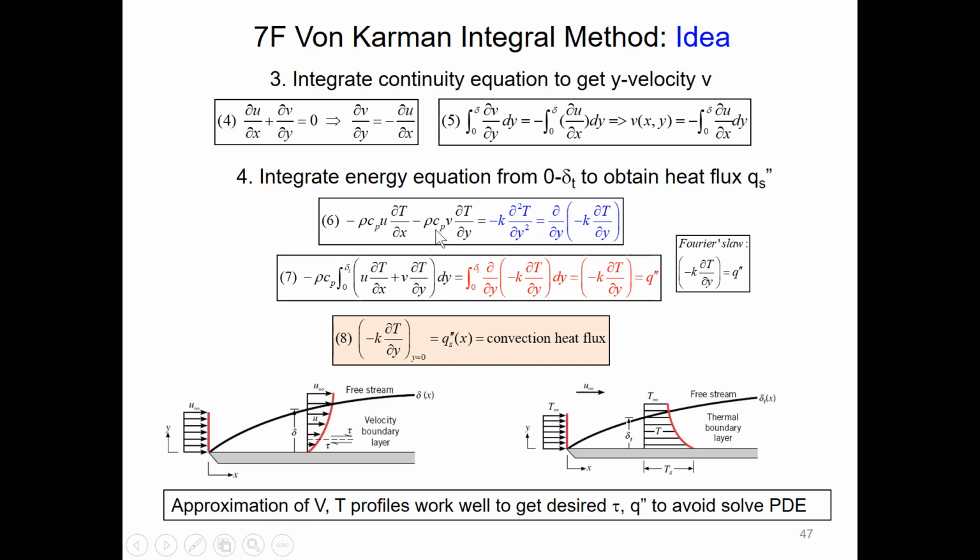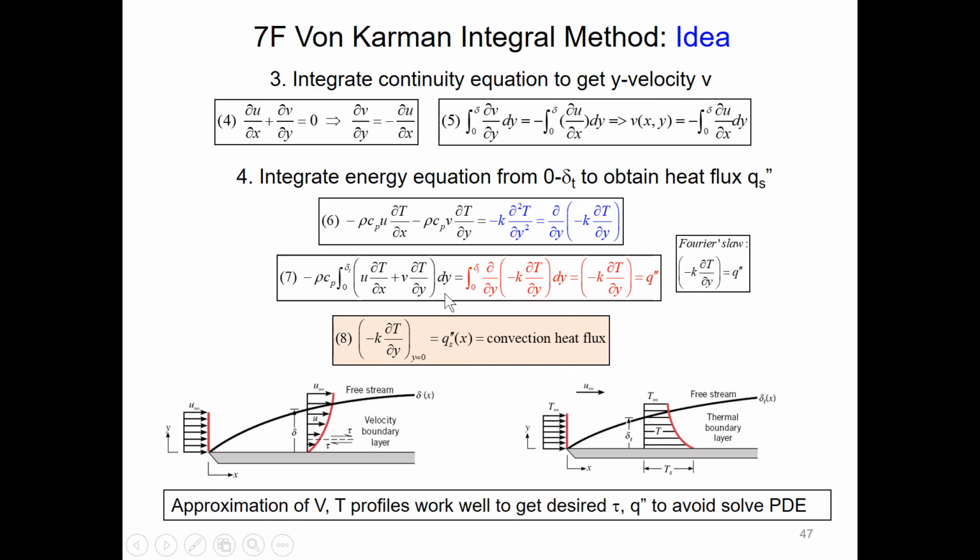This equation is our energy equation. We break the second derivative into two first derivatives. Next, we do the integration on the left hand side and the right hand side. Then, by comparing with the Fourier law, this term is replaced by the heat flux, and eventually we will get the convection heat flux because we assumed the velocity profile, temperature profile, and we obtained the velocity profile in the y direction from the continuity equation.